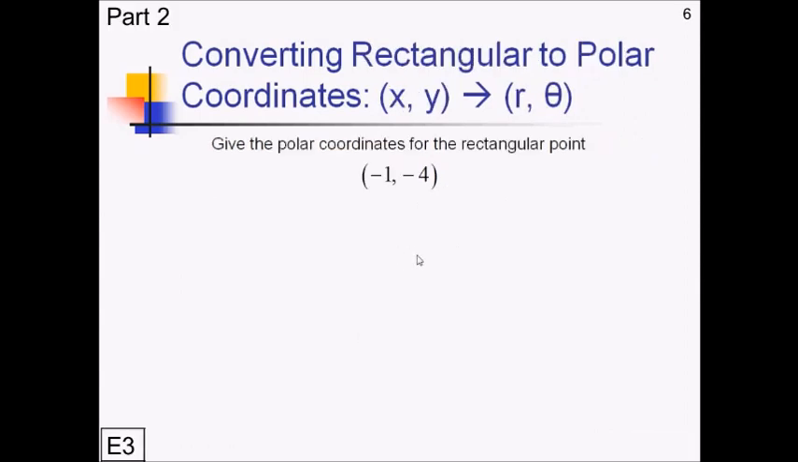At this point, we're going to see how to convert from a rectangular point to a polar point. So we're starting with an x and a y value, and we need to somehow turn this into a radius and an angle. How can we do that?